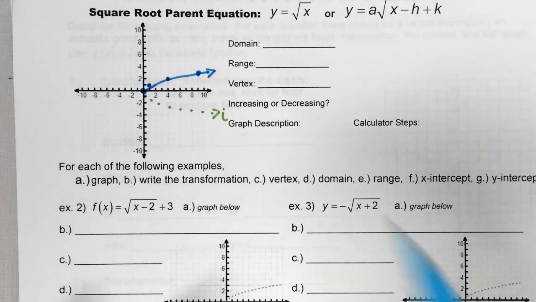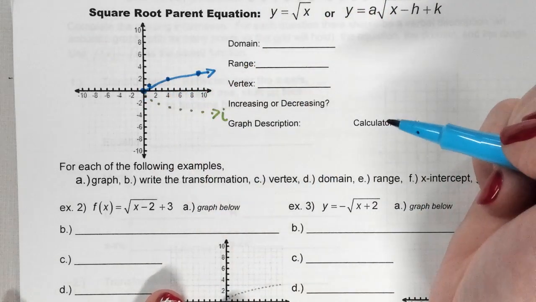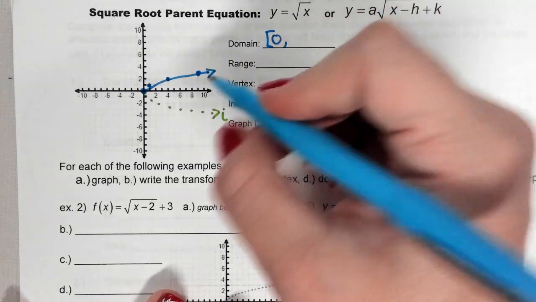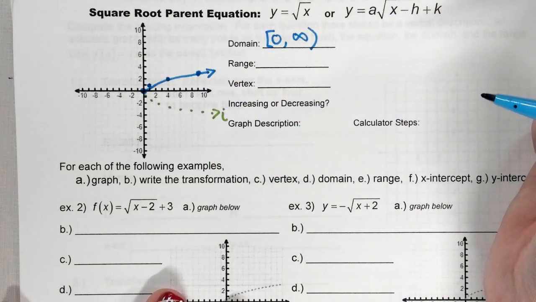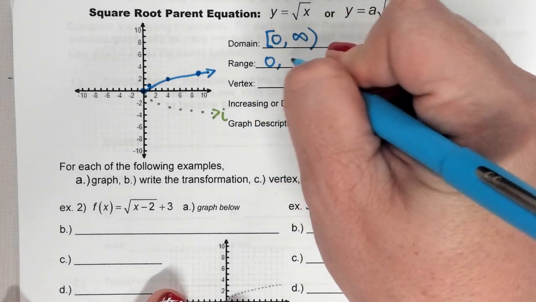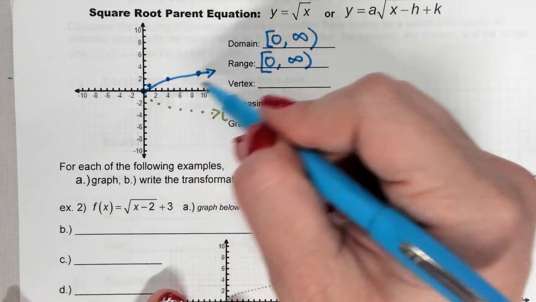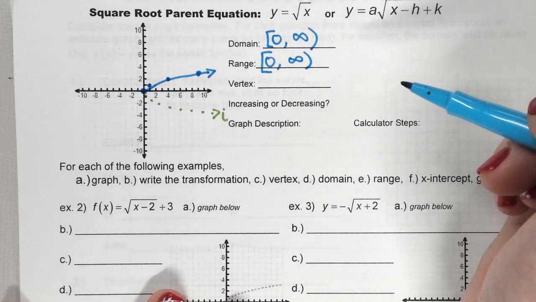So domain of just the blue line, ignore the green. What's the farthest left this goes? 0. And what's the farthest right it goes? Forever, infinity. What's the lowest it goes? 0. And what's the highest it goes? Infinity. Now, it doesn't go high quickly, but it is going up forever, just super slow, y'all.